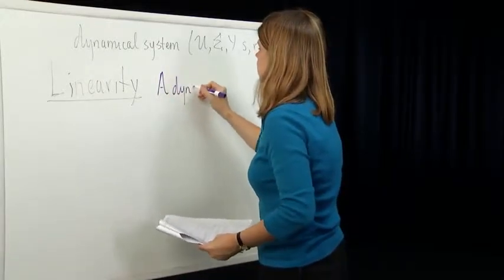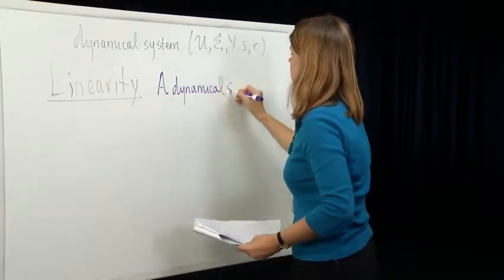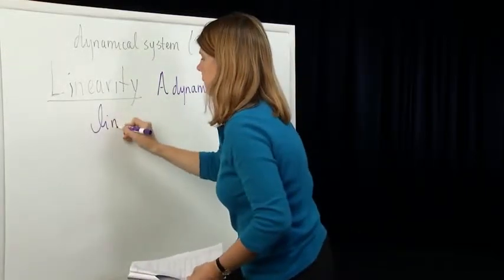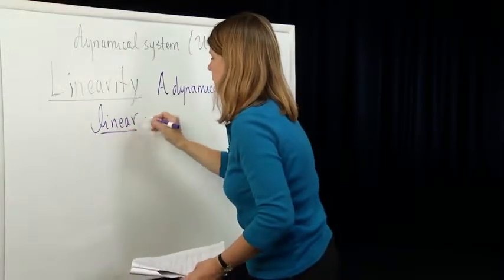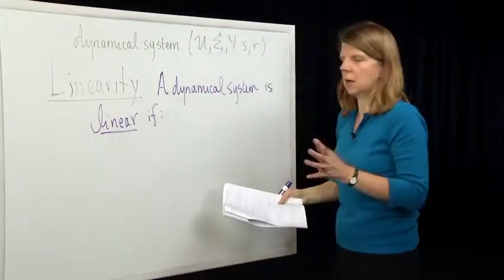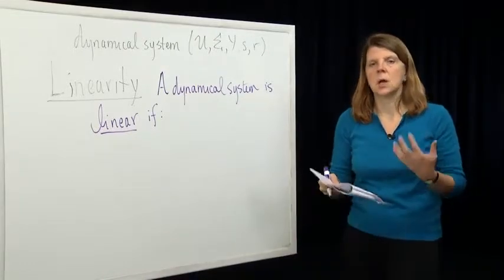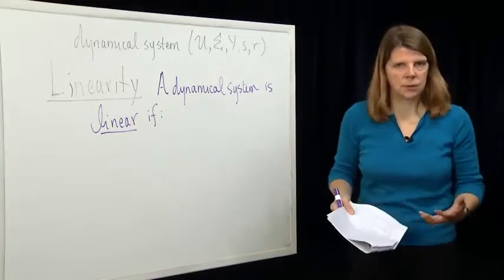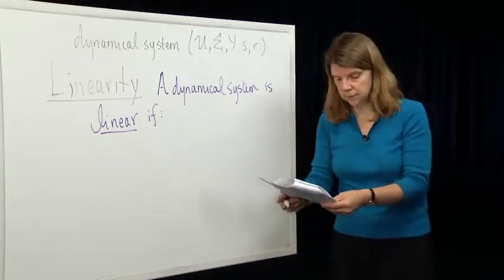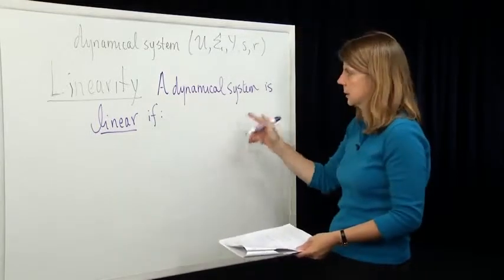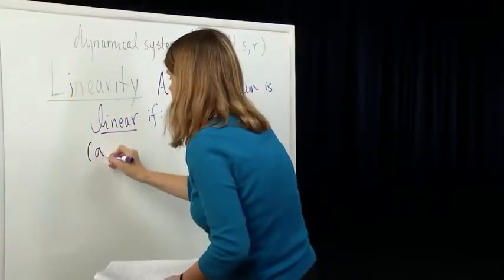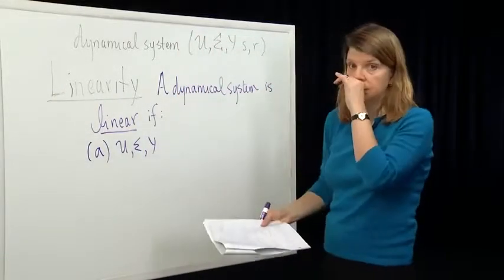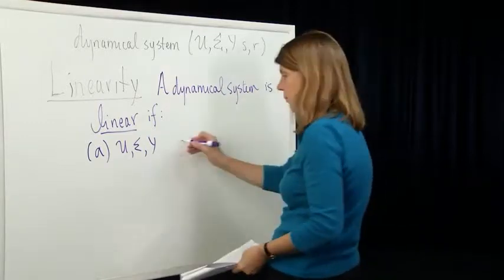A dynamical system is linear if... Okay, so in order to talk about linearity of functions over spaces, we first of all have to make sure that the underlying spaces have a mathematical structure to them, have a vector space structure to them. So first of all, we'll say that the dynamical system is linear. The first condition is that the input, the state space, and the output space all have to be vector spaces over the same field F.